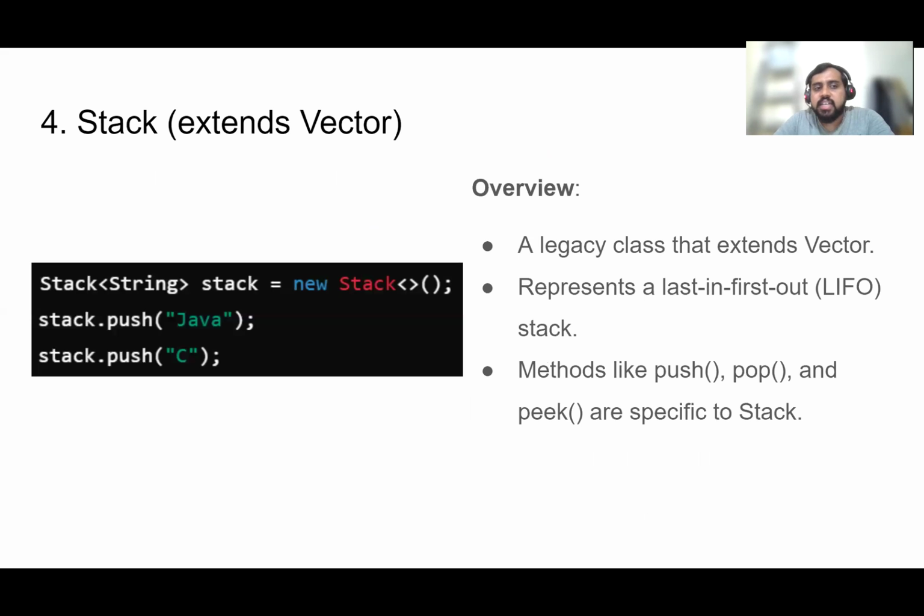Okay, let's see Stack, which is the extended version of Vector. I created an object with new Stack. It will create an object and allocate some memory, and I'm capturing that reference in this reference variable, which is of type Stack of String. Stack is a child class of Vector. Some of the methods will be different, because this is a very old legacy class that extends Vector. Here, instead of add, we need to use push.